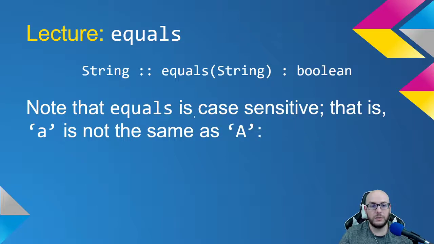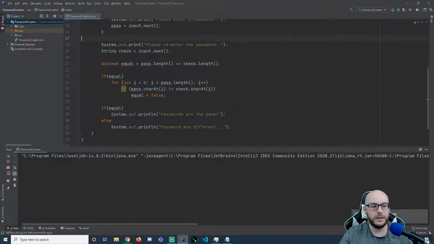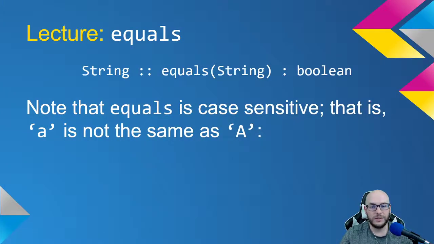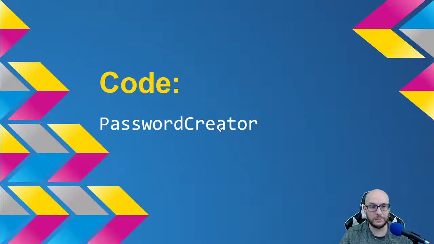Okay? So note that this is case sensitive, right? An A is not the same as an A. What about our program? Is it like that? What if I said pass 1, 2, 3 and then pass 1, 2, 3? We get a pass. Our passwords are different. Note that equals is case sensitive. So in the case of the equals method, it's the same thing. A lowercase a is not the same as an uppercase a. Here in this example, str has the contents hello world, but with a lowercase h, and ask is that the same thing as hello world with an uppercase h, and we get a false value.